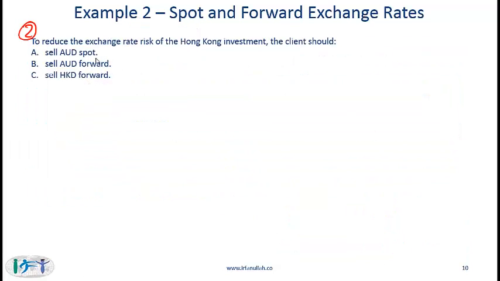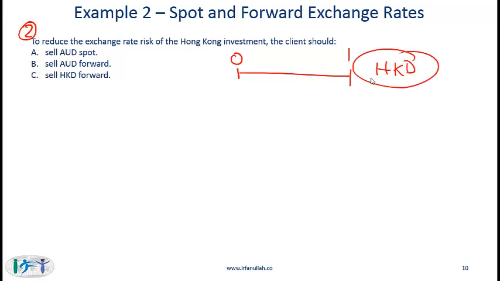Let's look at question 2 now. To reduce the exchange rate risk of the Hong Kong investment, what should the client do? Again, he's here at time 0. This is time 1. His investment is in Hong Kong dollars. To mitigate the risk, what he can do is sell Hong Kong dollars in the forward market.